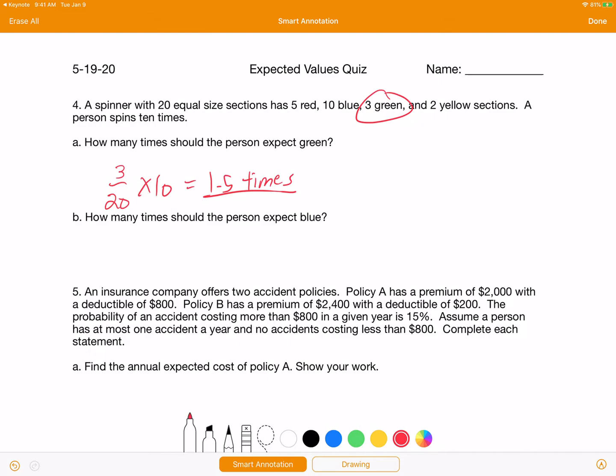How many times should the person expect blue? Well, the blue is 10, so that's 10 out of 20 times 10, because you have to spin it 10 times. So you're expecting it about 5 times in total.